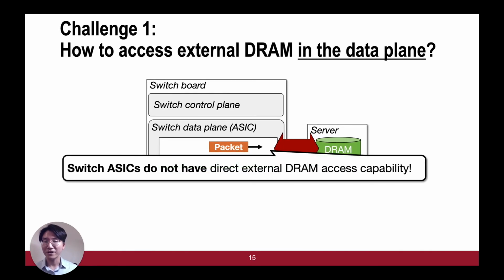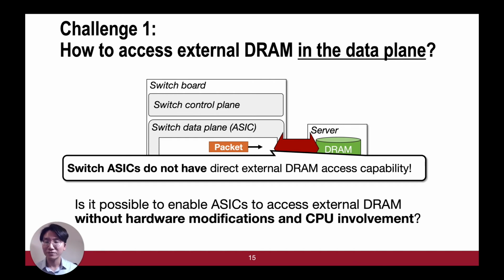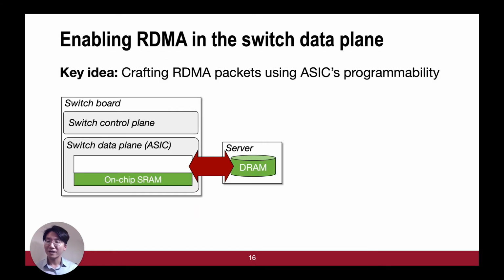As mentioned earlier, the ASIC needs the capability of accessing external DRAM directly, which is normally not supported by ASICs today. Can we enable ASICs to access external DRAM without hardware modifications and CPU involvement? We designed the memory access channel based on RDMA, which provides remote memory access capability with low and predictable latencies. And in particular, we leverage the programmability of the ASIC to craft RDMA requests on demand. Let me explain how it works.